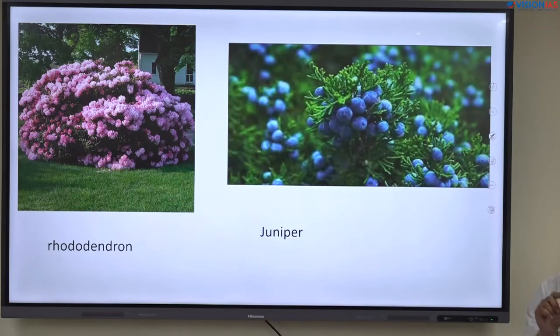Uppermost limit of scrub. That means mostly bushes you will find. Scrub. Mostly bushes. Xerophytic. What type of bushes? Xerophytic. What it means? They can tolerate water scarcity. So uppermost limit of scrub, xerophytic, dwarf shrubs, small shrubs, over 3,500 meters above sea level.